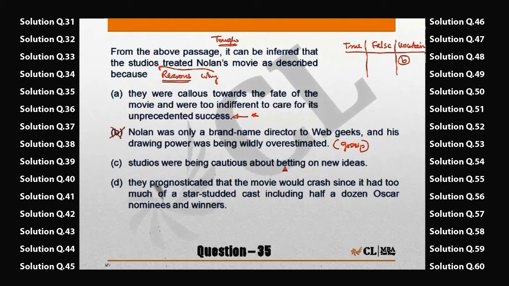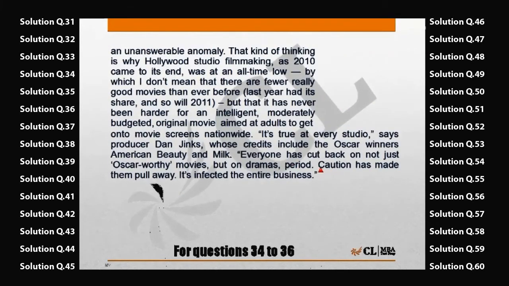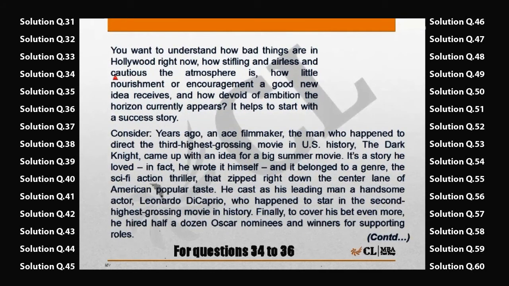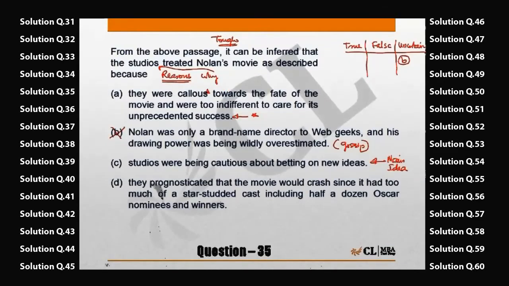Studios were being cautious about betting on new ideas. This is a part of the main idea of the passage, so definitely something that we'll have to keep. In fact, you see that twice. One towards the end, which says caution has made them pull away, and he also starts by saying how cautious the atmosphere is. So this is definitely one of the options that we'll have to evaluate.